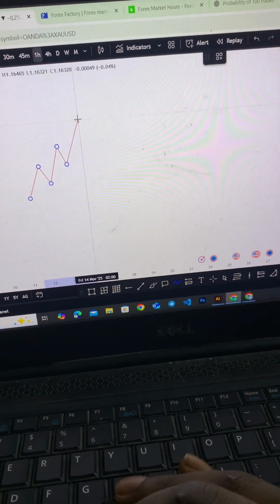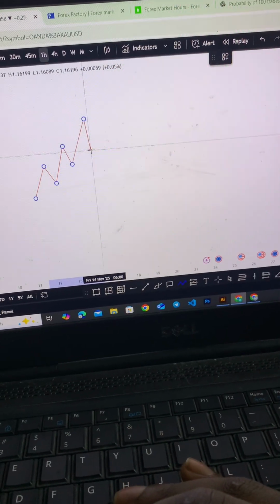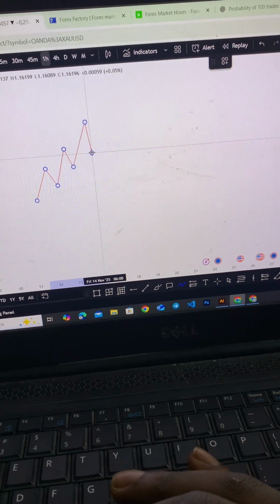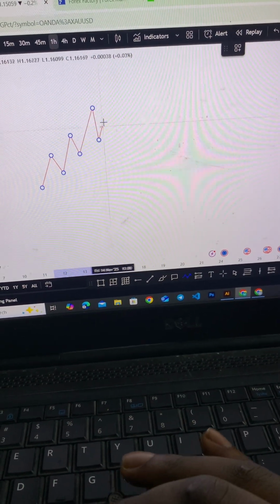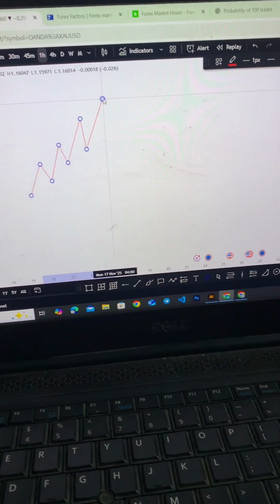High, low, high. And so you want to buy when market is here. You want to find your continuation entry. Market is here to continue with the market up here.